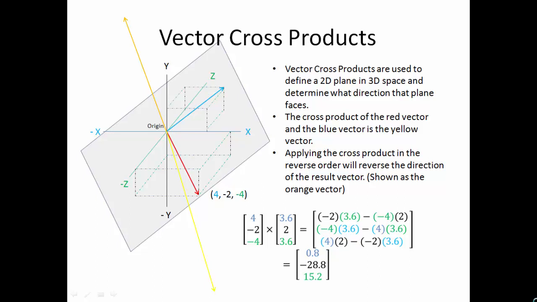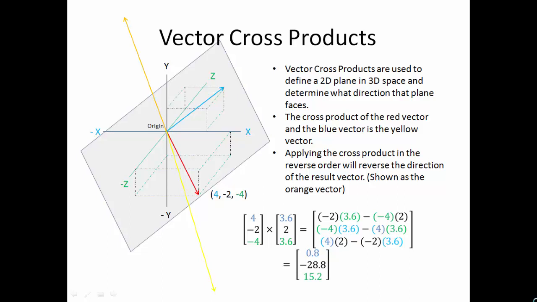Vector cross products are used to define a 2D plane in 3D space and determine what direction that plane faces. So in the drawing here, we've got this gray 2D plane. We've got two vectors, the red vector and the blue vector, and they live on this same 2D plane. That's how we are defining the 2D plane. The 2D plane is whatever plane you would need in order to make the red vector and the blue vector live on the same plane. And the vector cross product is going to give us the yellow vector, which theoretically should point straight out of our 2D plane. It should tell us what direction the 2D plane faces.